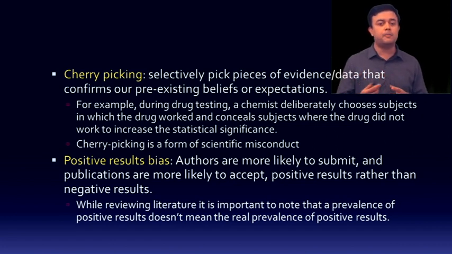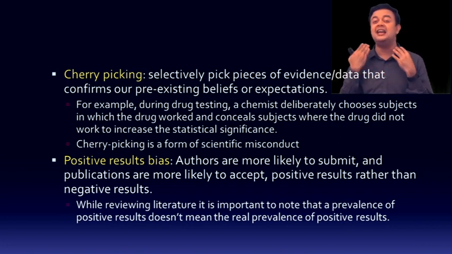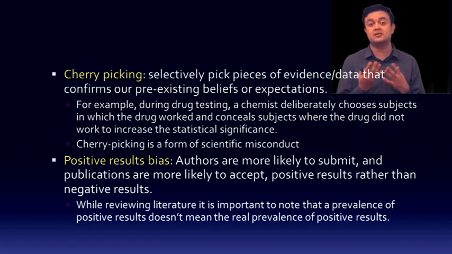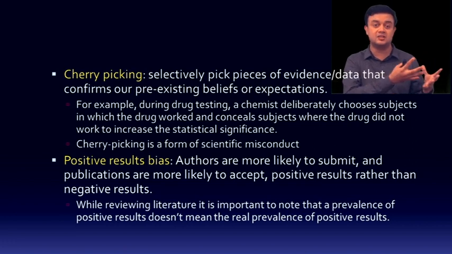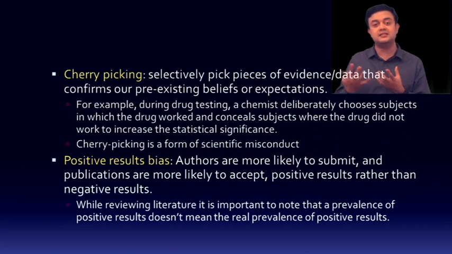Another kind of bias is called positive results bias. In this bias, authors are more likely to submit, and publications are more likely to accept, positive results rather than negative results. So if you come up with a negative result, it is highly unlikely to get published. More and more, researchers try not to publish negative results, and even the publications do not favor publishing negative results. So this is actually a cognitive bias called positive results bias.